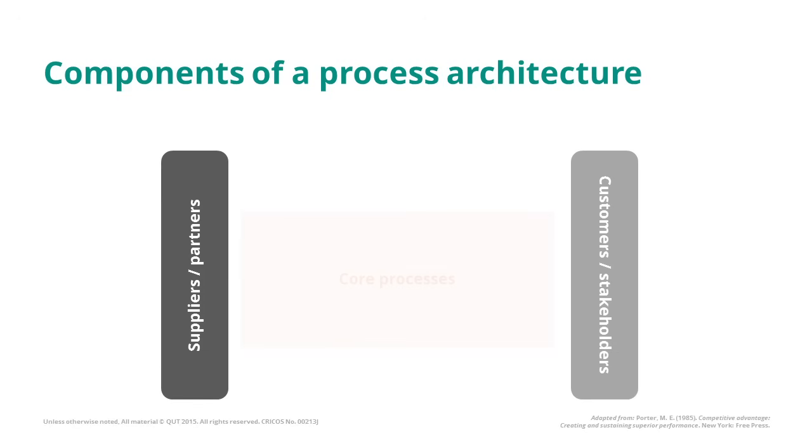The first one is core processes. They take an input from suppliers or partners or an asset within the organization, and they transform it in order to produce an output that is of value to the customers and stakeholders. So essentially, these core processes operationalize the core business of the organization. Say an insurance company would have the claim handling processes as core processes.